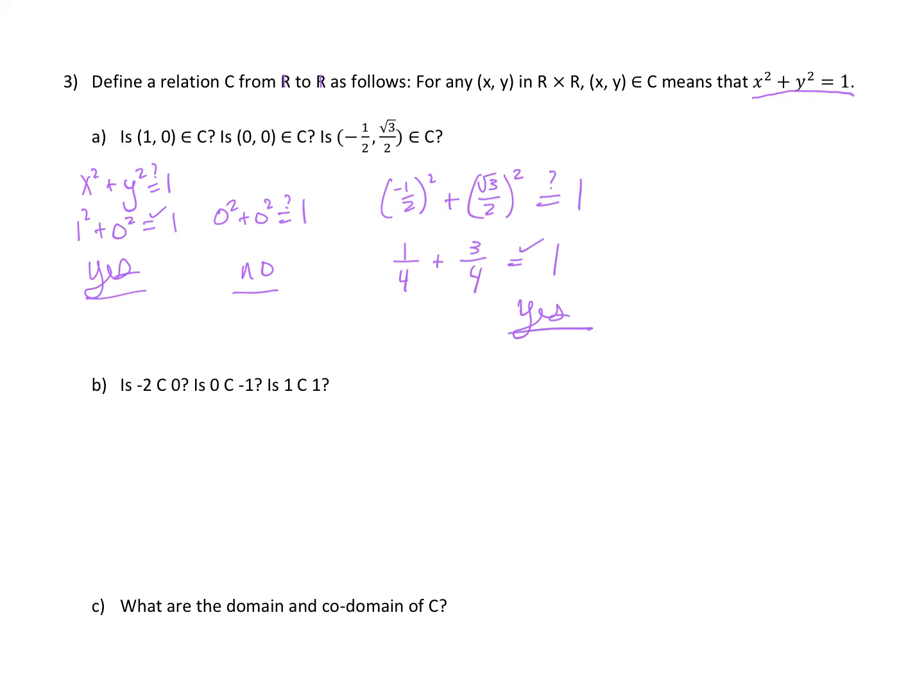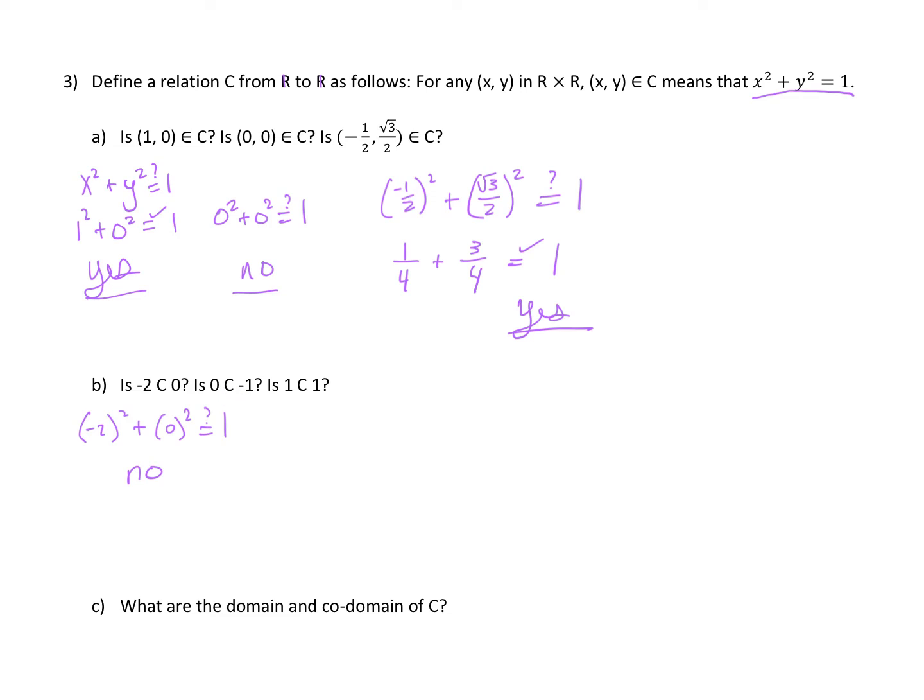And now I'm asking, is (negative 2, 0) in C? This is the same kind of question as up here, but this is asking, is (negative 2, 0) an element of C? So I use the same procedure. I plug into x squared plus y squared equals 1 and see if it's true. So negative 2 squared plus 0 squared, does that equal 1? No.